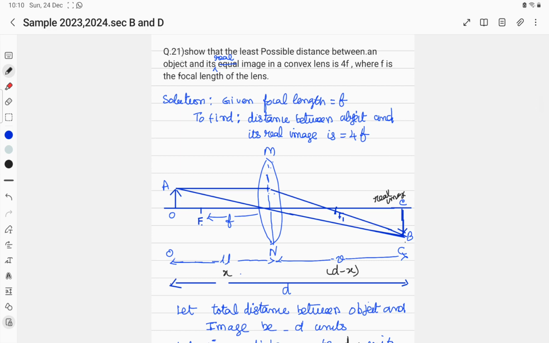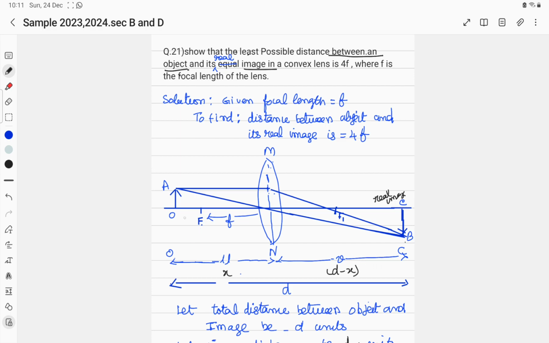Question number 22. Show that the least possible distance between an object and its real image in a convex lens is 4f, where f is the focal length of the lens. So, first read the question fully. Given focal length is equal to f, we have to show that the distance between an object and its real image in a convex lens is 4f.